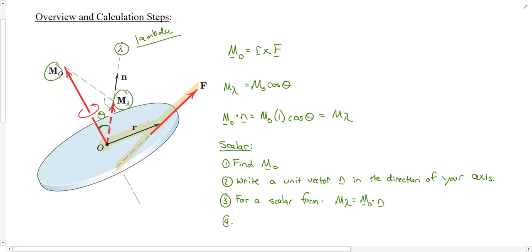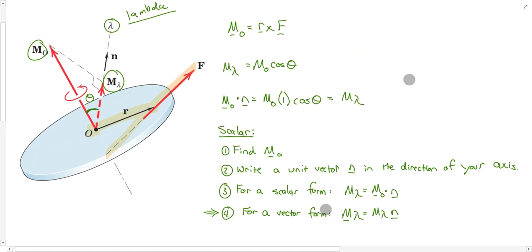And then, step 4, and sometimes this one is optional, depends on the problem. For a vector form, you have the scalar, just aim it. So take the M lambda piece and multiply it by the unit vector. And that's all you have to do.